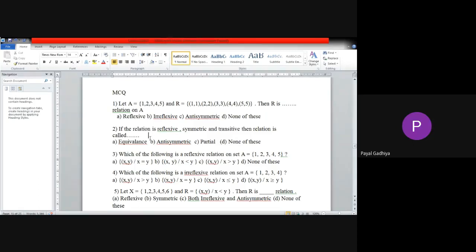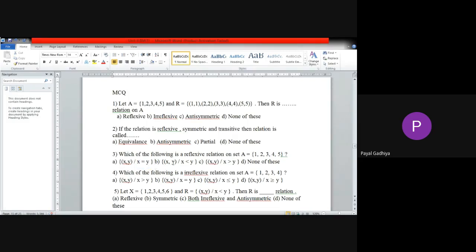Next question. Which of the following is a reflexive relation on set A? 1, 2, 3, 4, 5. Which of the following is reflexive? Reflexive means 1,1, 2,2, 3,3, 4,4, 5,5 should be there. A, ma'am. Yes, the answer will be A. Here the relation is x equals y. So all 1,1, 2,2, 3,3, 4,4, 5,5 will be there.